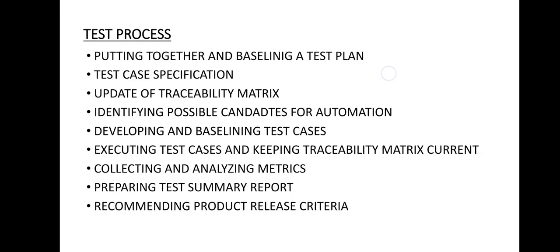Students, in this slide you can see the main points we have to consider when we talk about test process. Our first point is how to put things together and make a baseline of the test plan that will be put for testing. Second is specifying the test cases. Third one is traceability matrices, those we have to update. Fourth one is identifying the possible candidates for automation. Next one is developing and baselining the test cases. Next one is execution of the above and keeping the matrices updated.